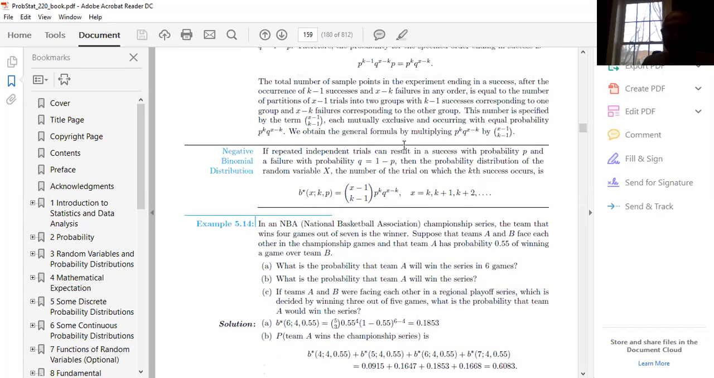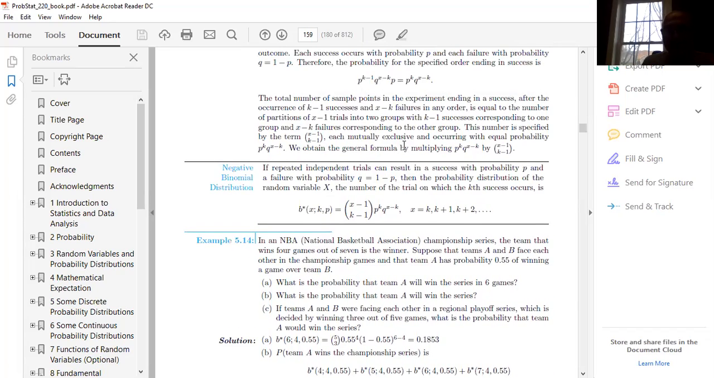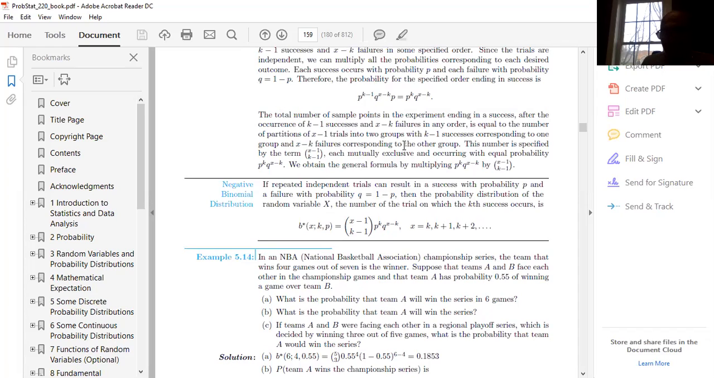Okay, guys. I don't want you to look at the solution. I just want you to read the example, and we will solve it on our whiteboard. So, example 5.14.